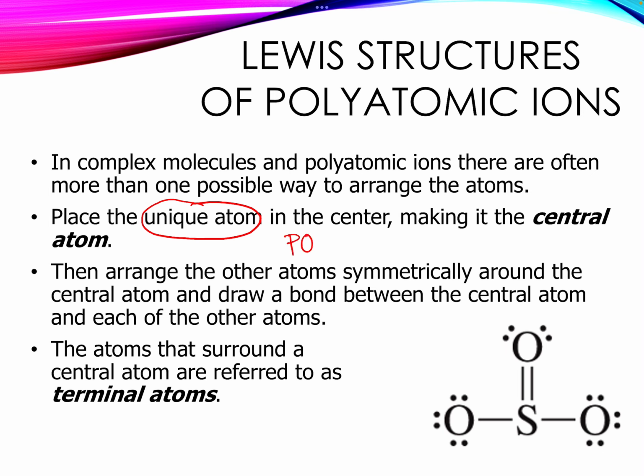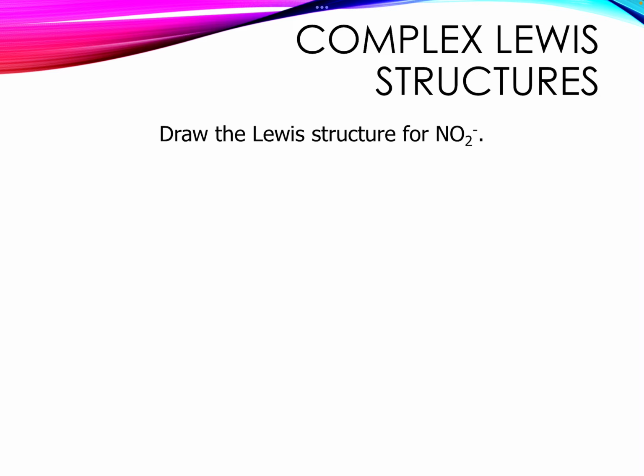Like if we were drawing the Lewis structure for phosphate, the phosphorus is the different atom, so it will go in the middle. Like sulfate, sulfur is the different atom, so it would go in the middle. Whichever one is different, it's usually not oxygen, whichever other one you have, that's going to be the one that goes in the middle. Then we're going to put the other atoms around the outside and draw our bonds just like we've done before. And we'll take into account that charge in just a second.